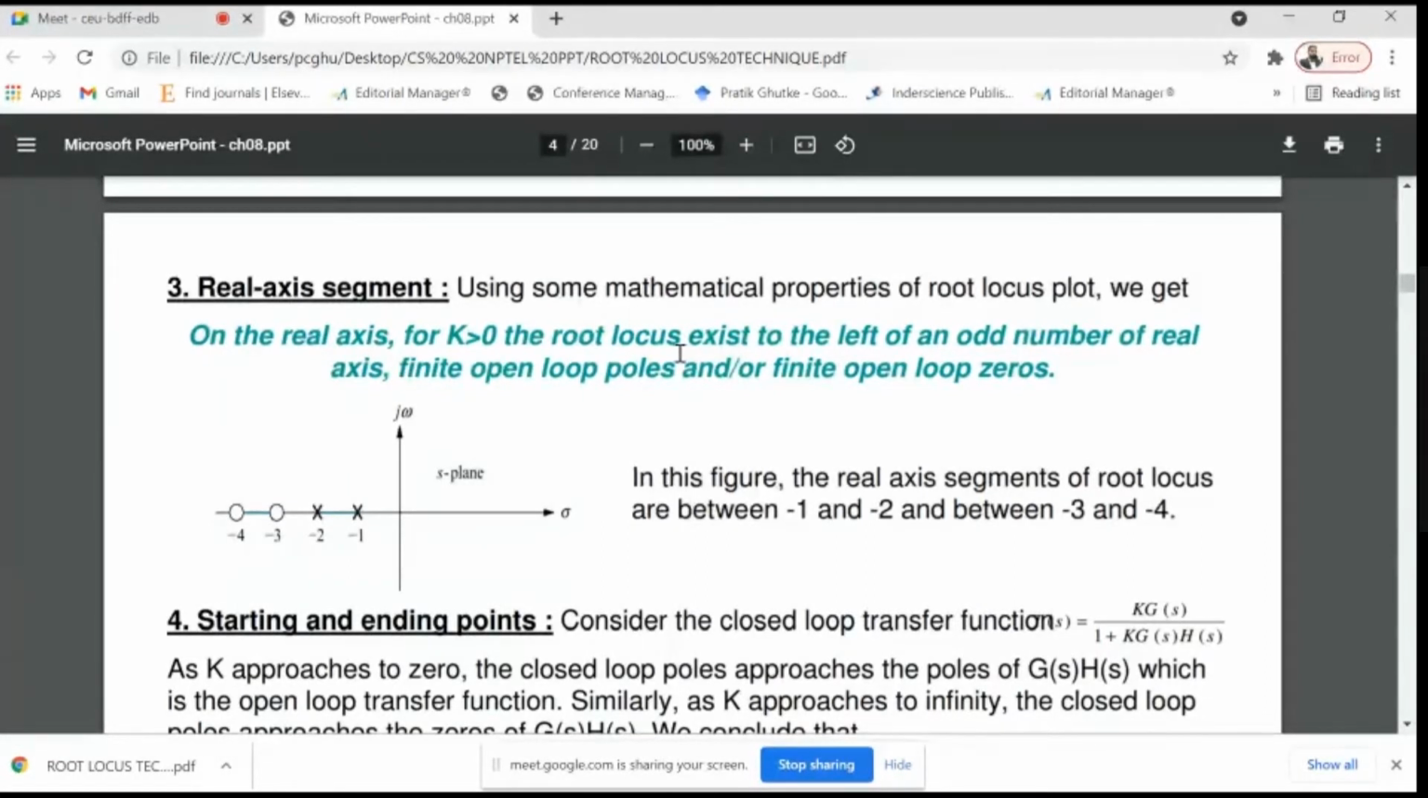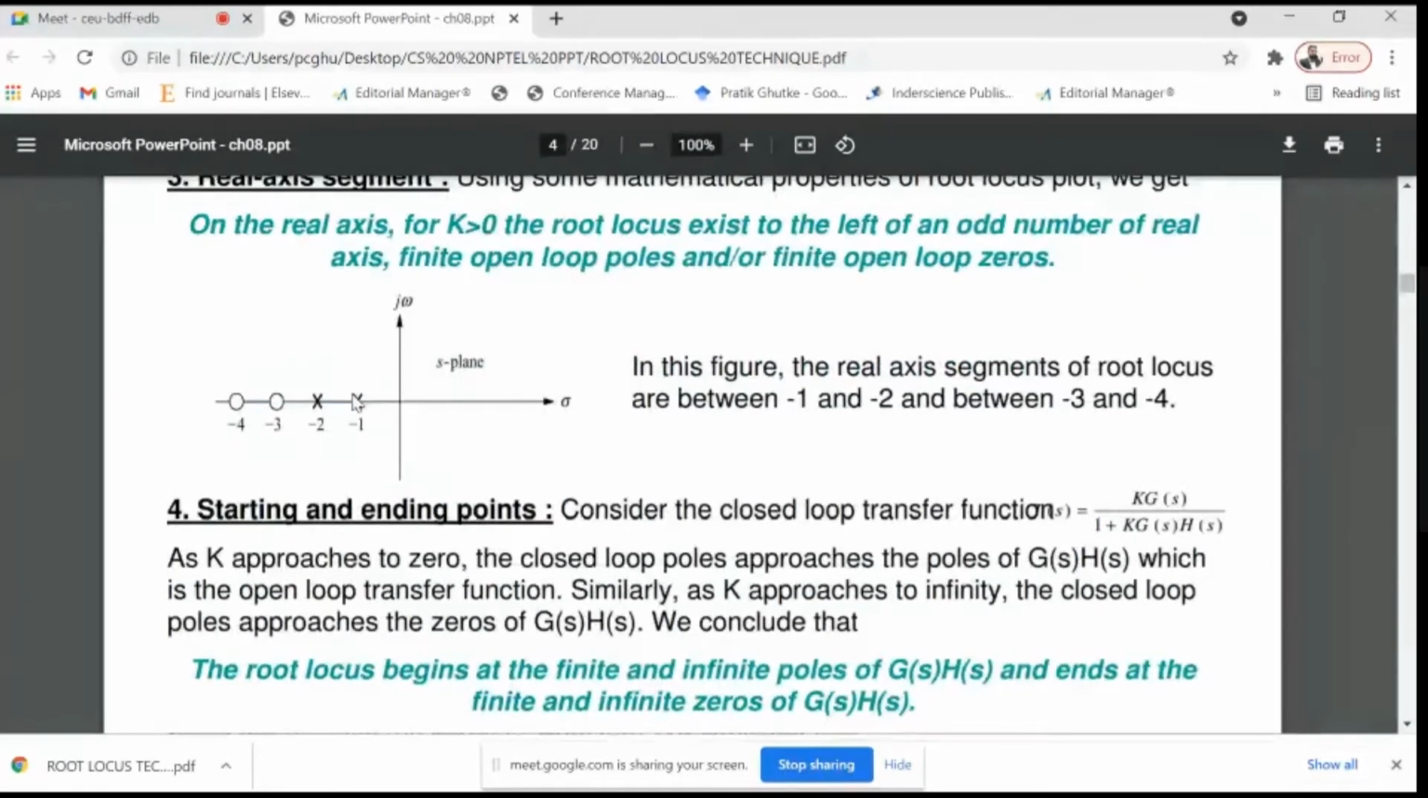So, have you understood this S plane? The cross sign indicates that they are your poles. Poles means on the denominator side of the transfer function. And these zeros, S plus 3 and S plus 4, would be lying on the numerator side of your transfer function. Are you getting? These circles indicate zeros and the cross sign indicates poles. See, in this figure, the root locus lies between -1 and -2 and between -3 and -4.